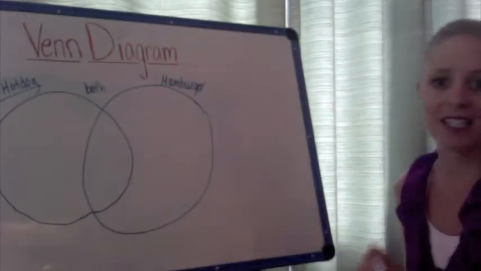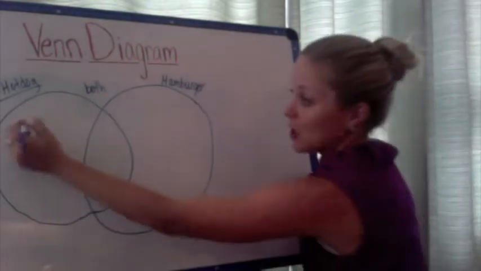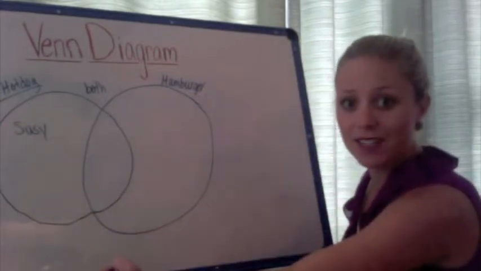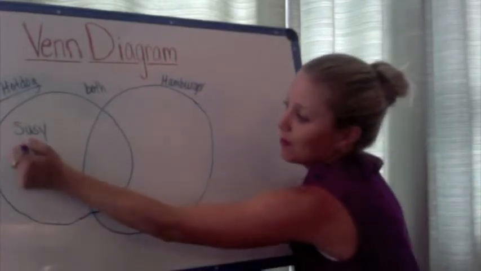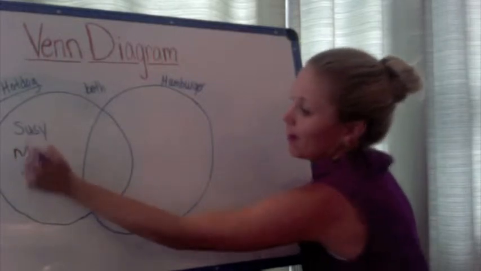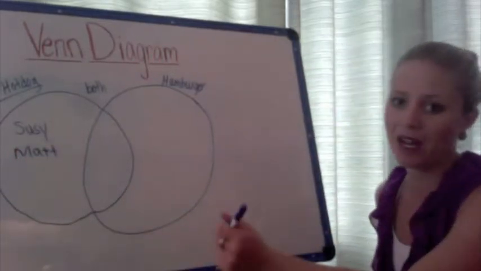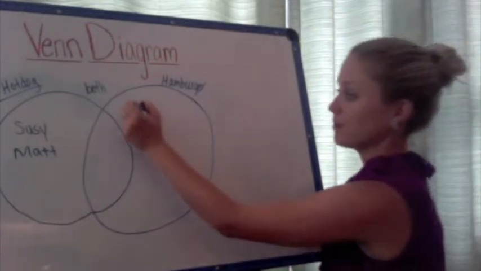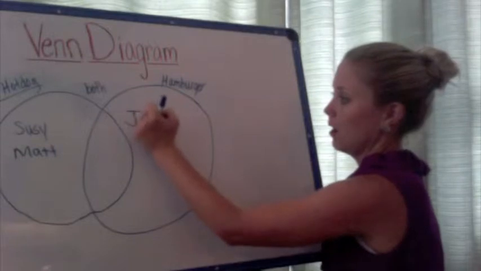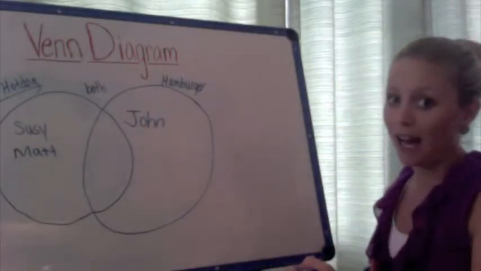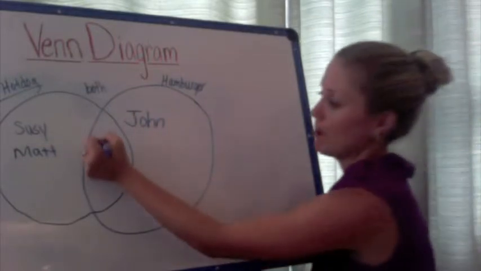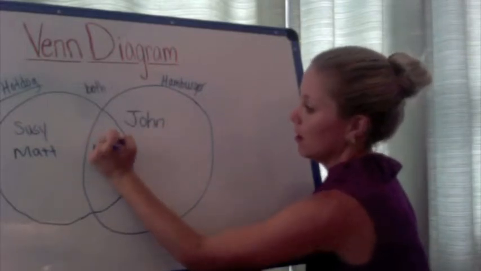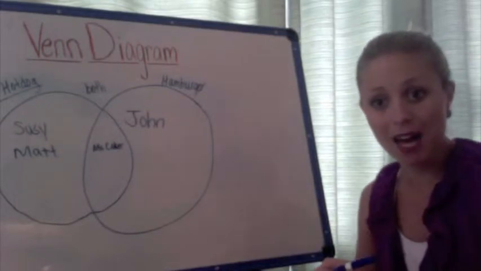Okay? So let's say Susie. Susie likes hot dogs. And so does Matt. But John, he said he's more of a hamburger guy. So I'm going to put John over in the hamburgers. And we already know I like both. So I'll put my name right in the middle. See? It's easy as pie.